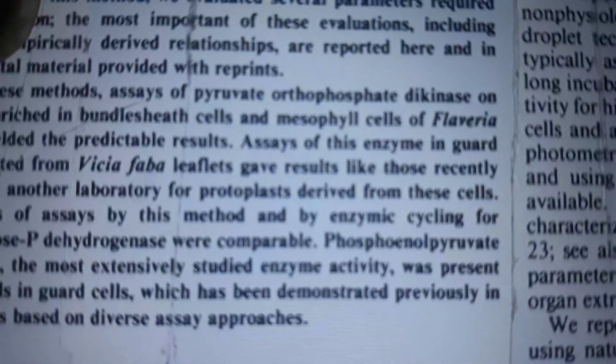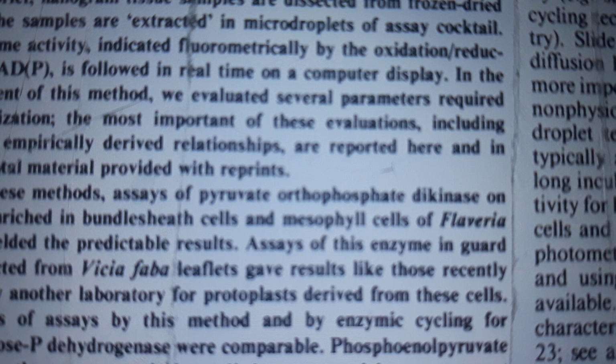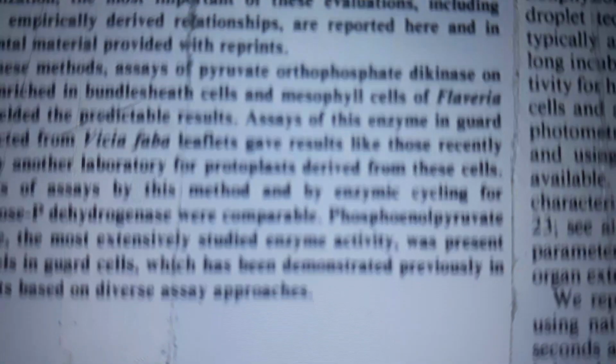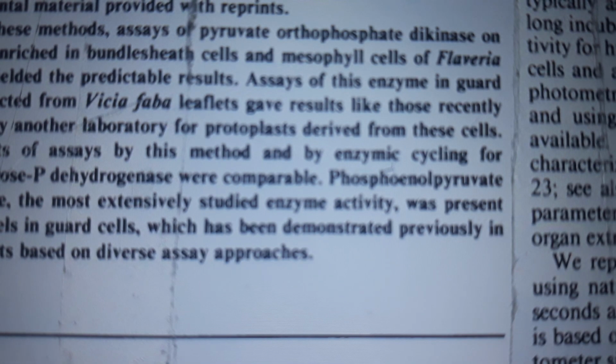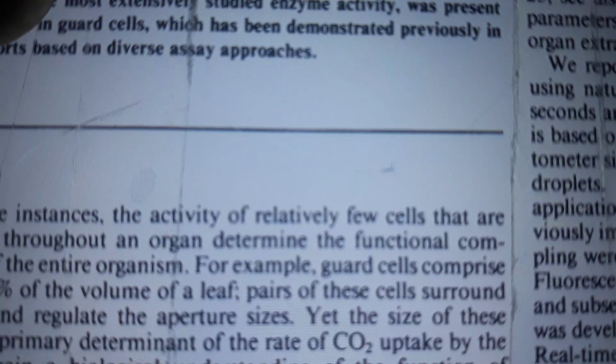In brief, nanogram tissue samples are dissected from frozen dry tissue. The samples are extracted in microdroplets of assay cocktail. The enzyme activity, indicated fluorometrically by the oxidation or reduction of NADP, is followed in real time on a computer display. In the development of this method, we evaluated several parameters required for optimization. The most important of these evaluations, including numerous empirically derived relationships, are reported in supplemental material provided with the reprints.